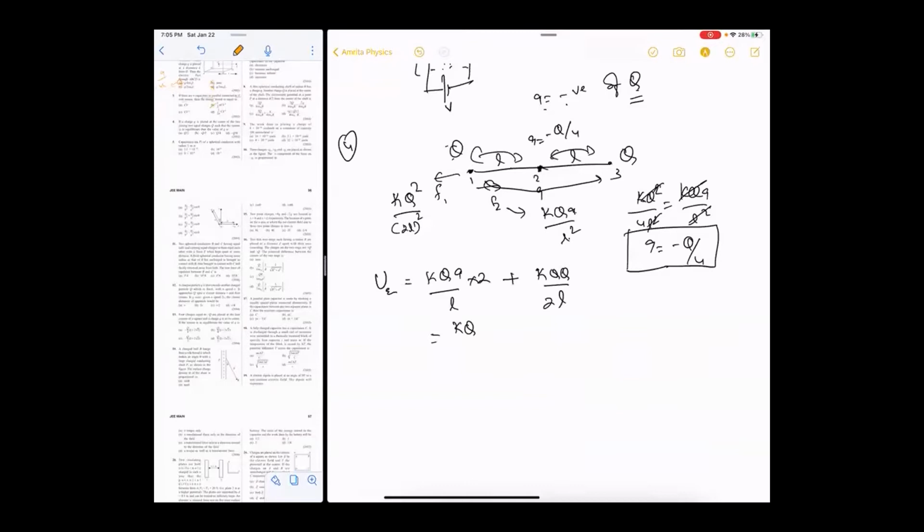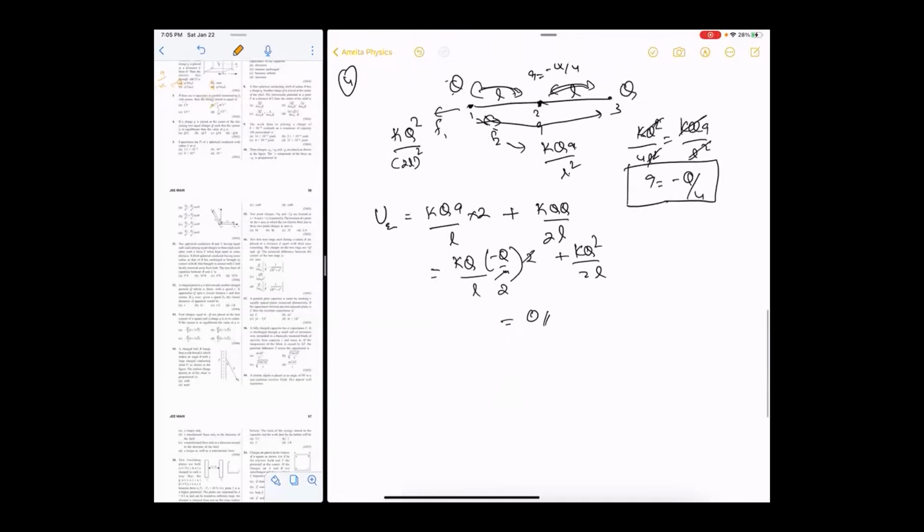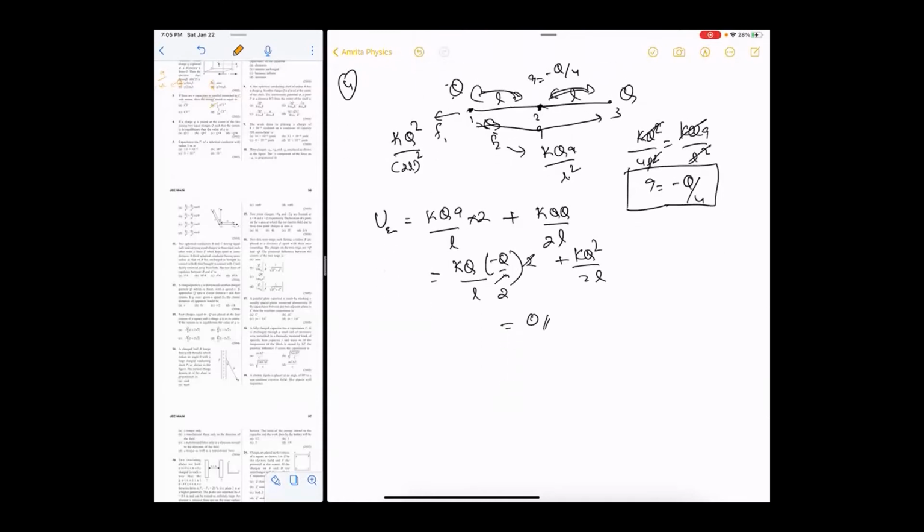So K capital Q, small q is how much? Minus Q by 4, by L, into 2, plus KQ square by 2L. The 1, 2 gets cancelled. So it is minus KQ square by 2L plus KQ square by 2L. We are getting how much? 0. So what is the potential energy of the system? 0. So the interaction of these two is cancelled by the interaction of Q and Q. This is the potential energy of the system, guys. Hope you understood this. There's extra information I'm giving you on how to find the interaction.